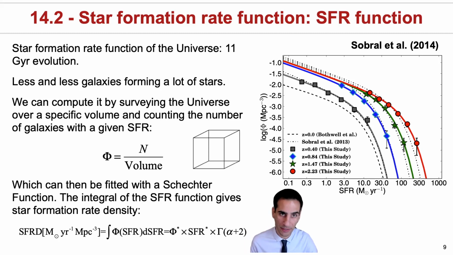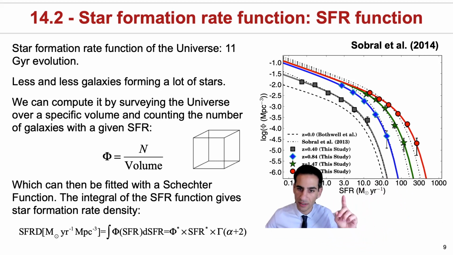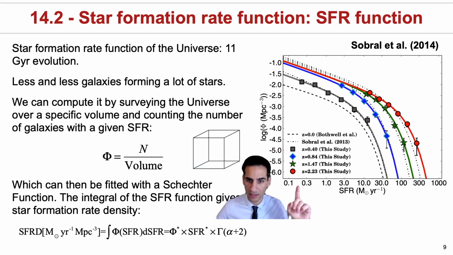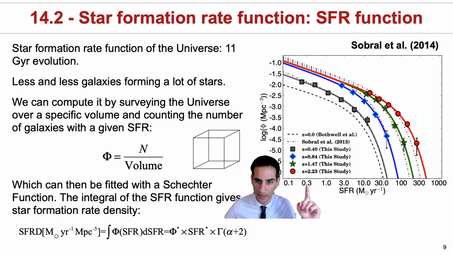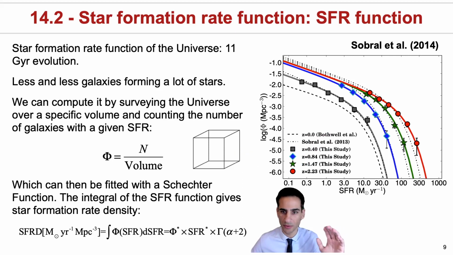From an observational perspective, one of the things we can measure is what we call the star formation rate function. You have an example right here, and this is essentially telling you the number density of galaxies for a given volume as a function of how many stars they're forming. What we can then do is, if we determine this for different redshifts or different look-back times, we can see how galaxies as a whole are evolving, whether they were forming more stars or less stars in the past. For now, let's focus on trying to determine and understand this function for the last 11 billion years.